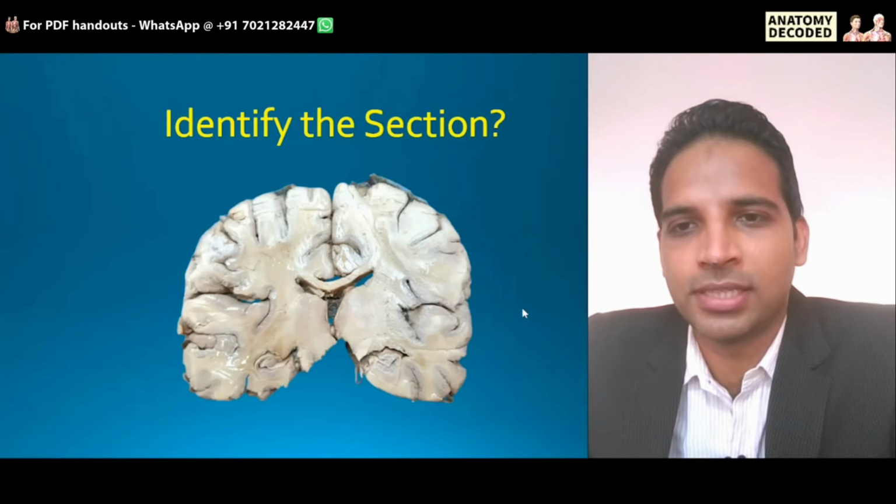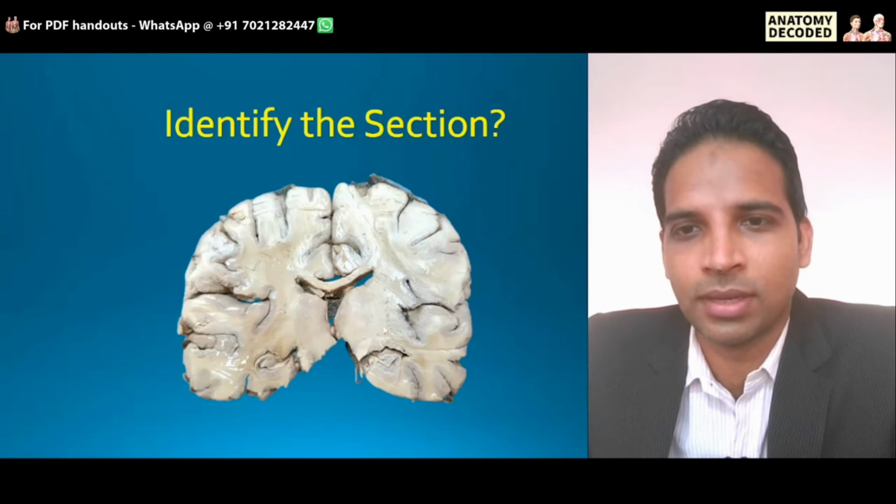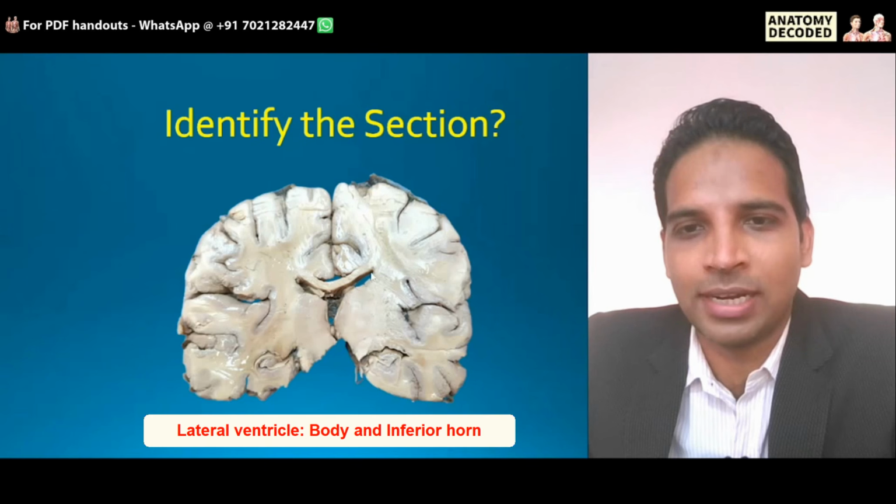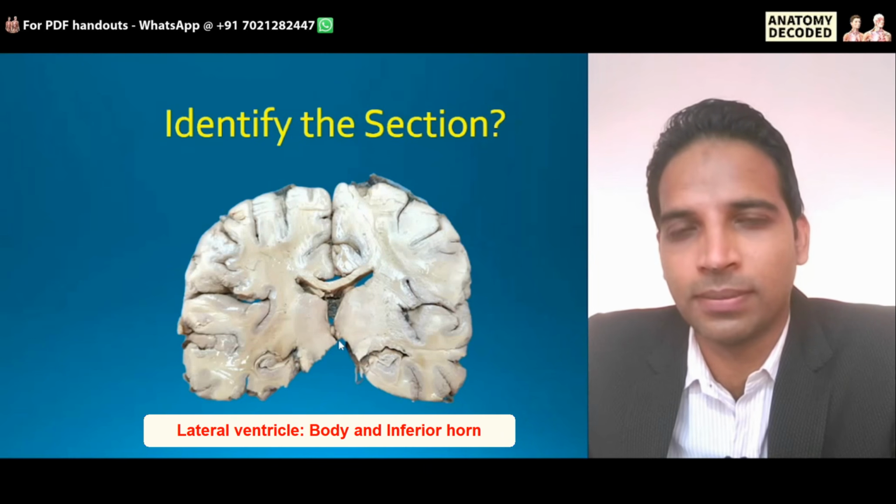Yes, identify this section now. Section passing through which part of lateral ventricle? Here we can see the body of the lateral ventricle, and here is the inferior horn of the lateral ventricle, and in the midline there is third ventricle. Okay, so if all three things are seen together, then it's the section passing through body of the lateral ventricle.